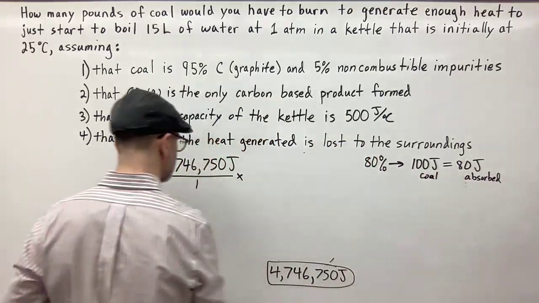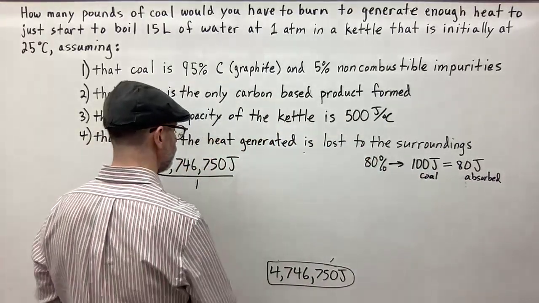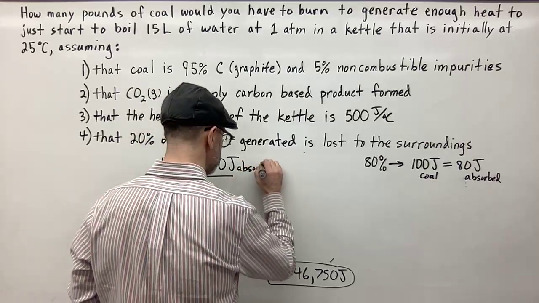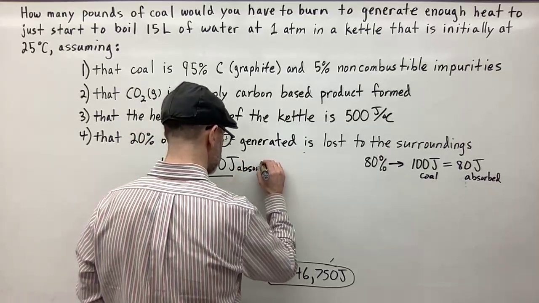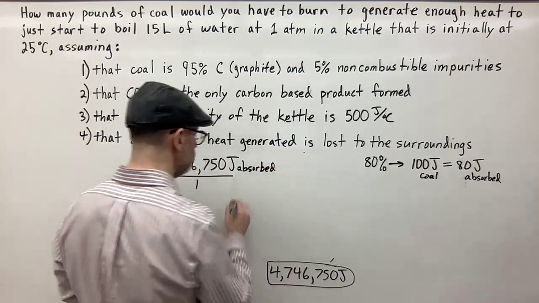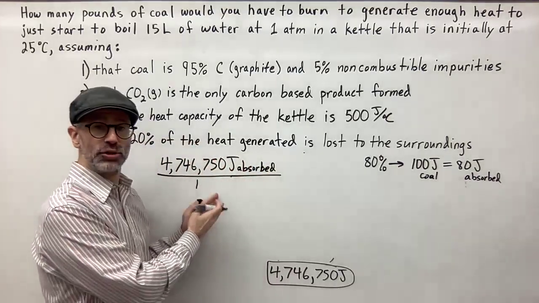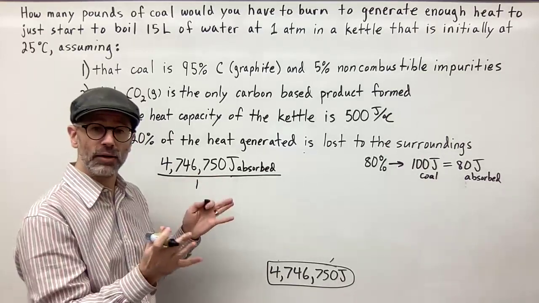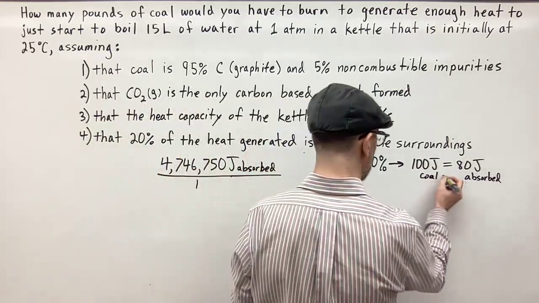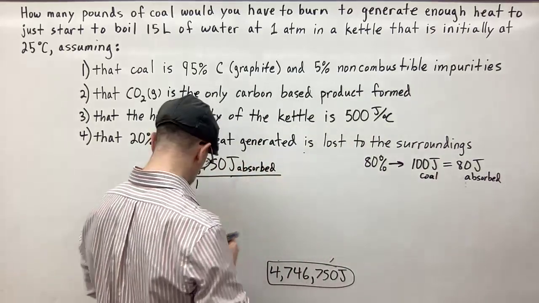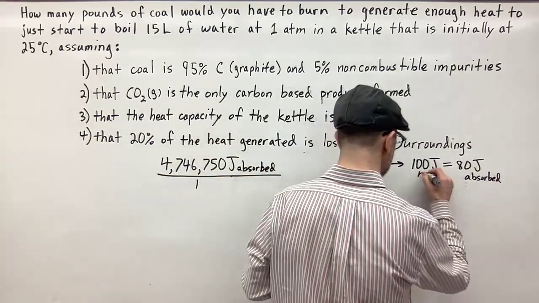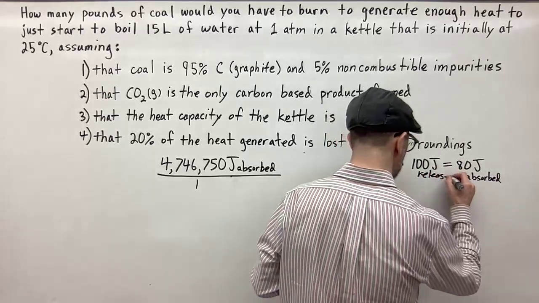So let me be clear here. This is joules absorbed. That's the amount of joules that was absorbed by the kettle and the water. We want the total amount released by the coal. This is the coal released, right? So let's put this as released by the coal.